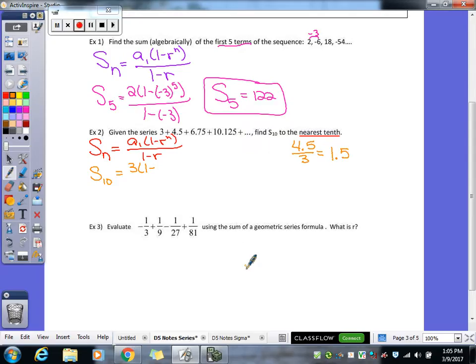So if you can't see it right away, that's what you've got to do. Take a term, put it over the one in front of it. And then just check: is 4.5 times 1.5 6.75? Yeah. And then that times 1.5, 10.125? Yeah. So our r value is going to be 1.5.